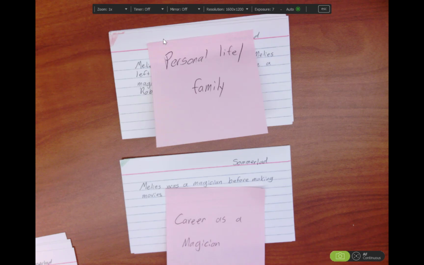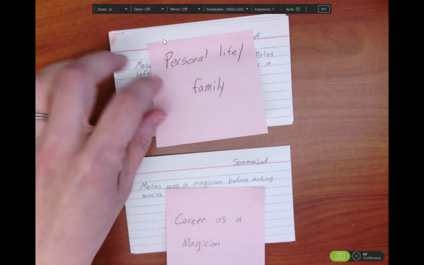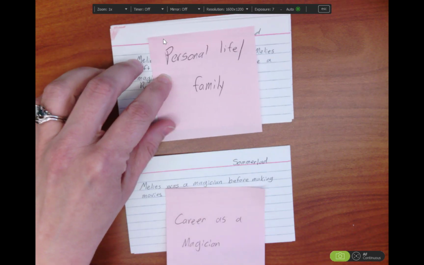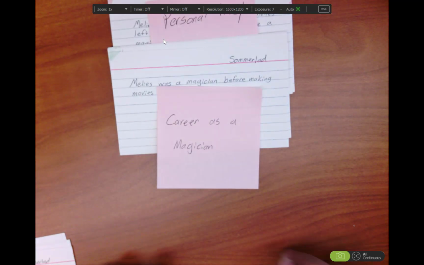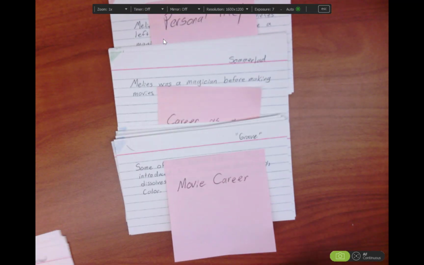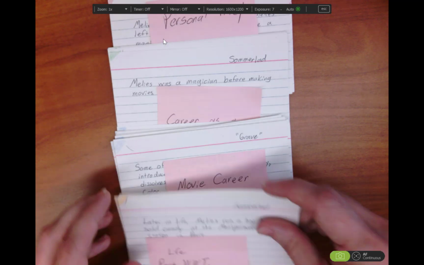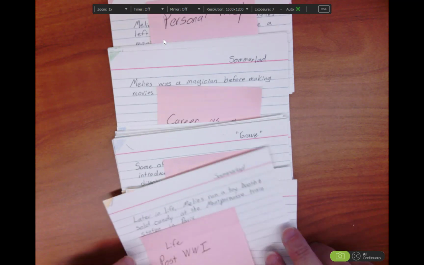Okay, now I have all of my note cards separated into different categories, and I've labeled them just to help me out. So personal life and family, his career as a magician, his movie career, and his life post-World War I.